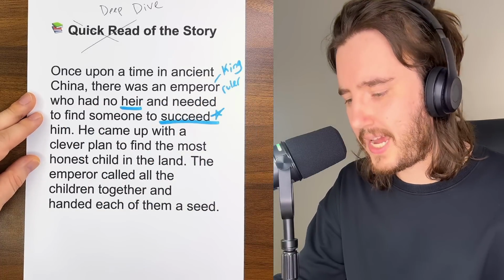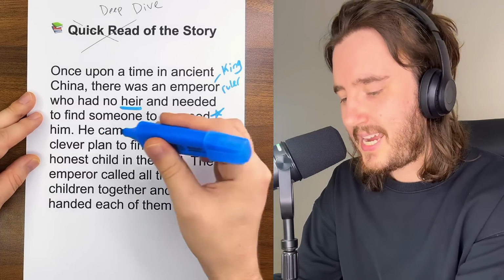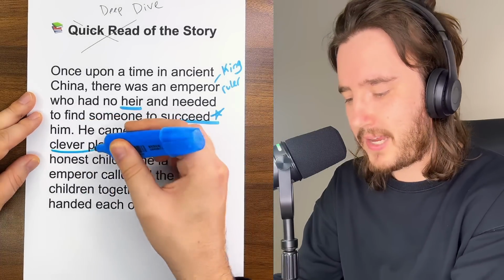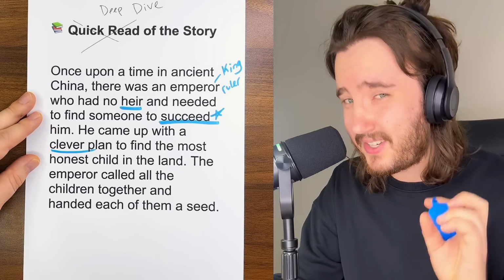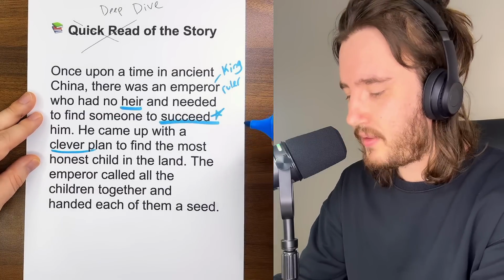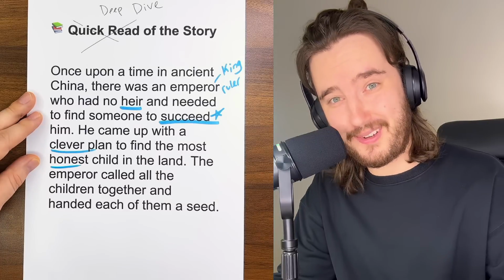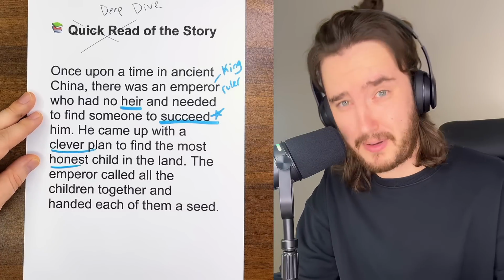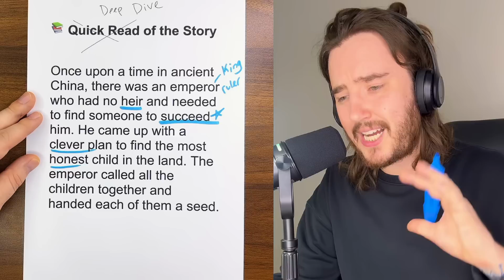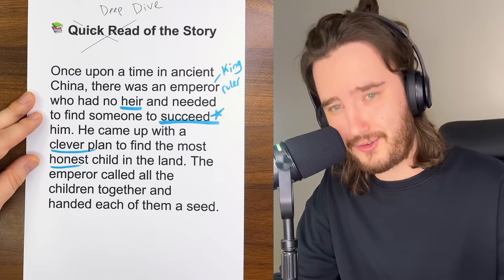So what does he do? He came up with a clever plan, a smart plan, an intelligent plan to find the most honest child in the land, a child of virtue, a child with a moral backbone, we could also say, right? A child who will tell the truth.